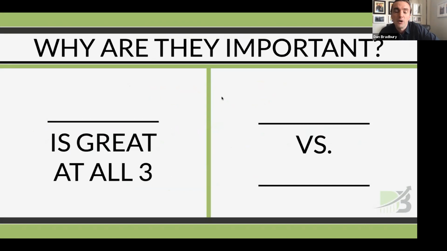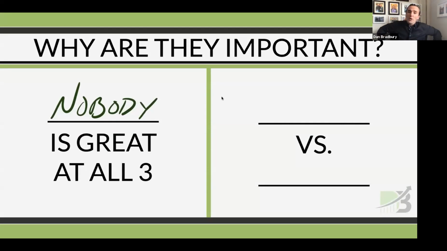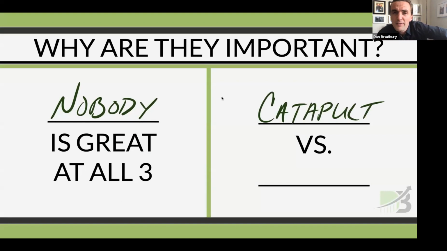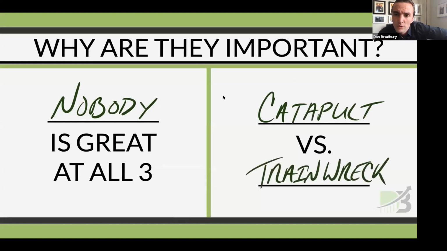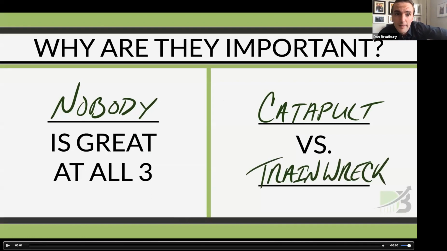Actually, first of all, why are they important? Nobody is great at all 3. So you're not going to have one person do all 3 roles. They're going to be 3 different people. And think of it this way. It's kind of like having a catapult rather than a train wreck.